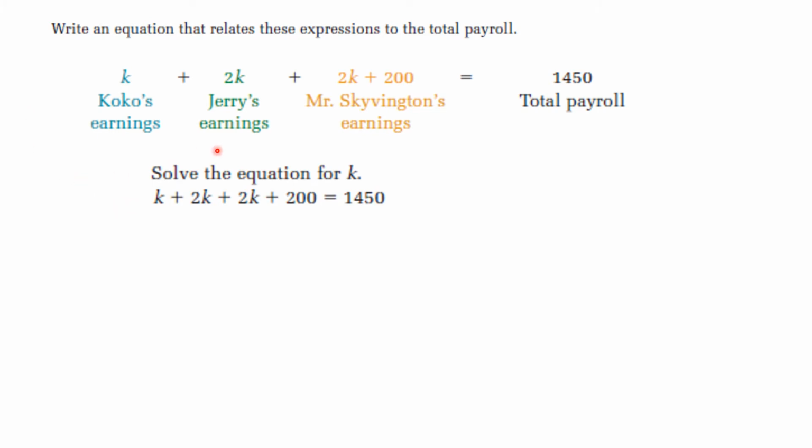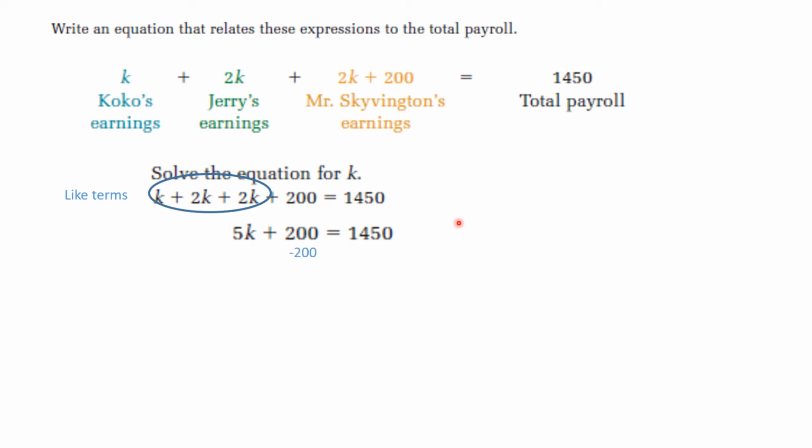And what have we got here that we can work with? We've got some like terms. A K, two more Ks, two more Ks. How many Ks have we got? We've got 5K plus 200 equals 1,450. So how do we isolate K? So now that we've got this part, this was the hard part. Once we have the equation, we're all getting really good at isolating for K.